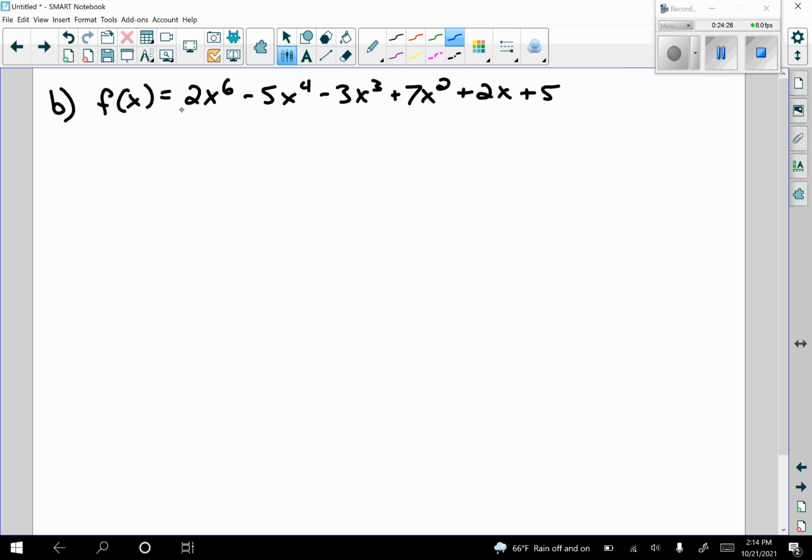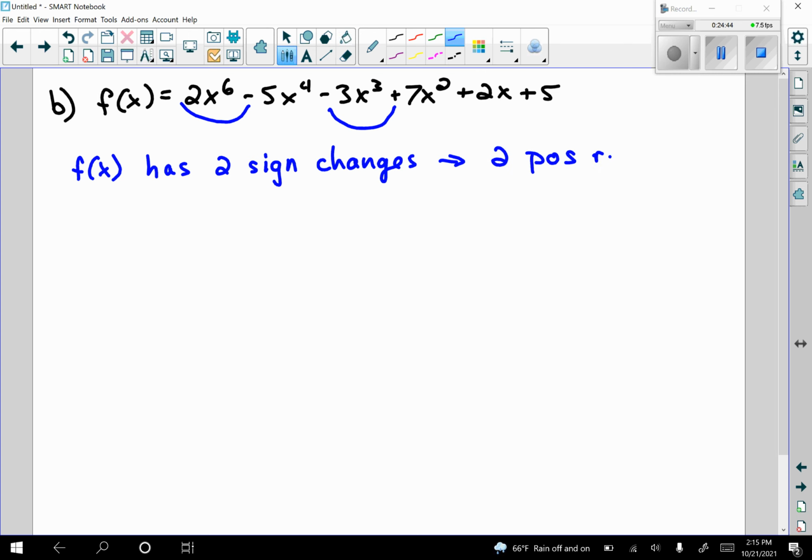So if we take a look here, we've got a sign change here, and it doesn't change again until here, and that's it. So f of x has 2 sign changes, therefore 2 positive real zeros. Let's find f of negative x.